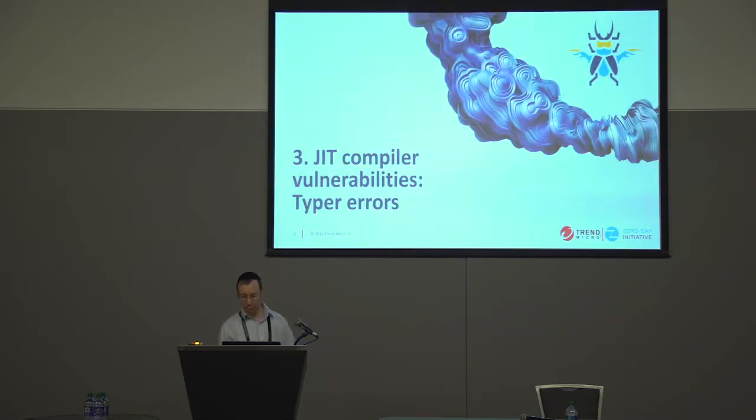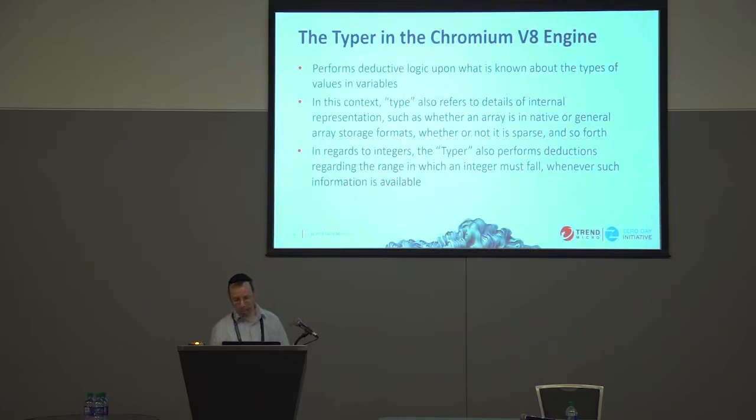In this final section, we're going to examine one more class of JIT compiler vulnerabilities having to do with errors in a component known as the typer. The typer is one major component of Chromium's V8 JavaScript engine. It's responsible for deducing known facts about the types found within variables. And it also deals with partially known information.